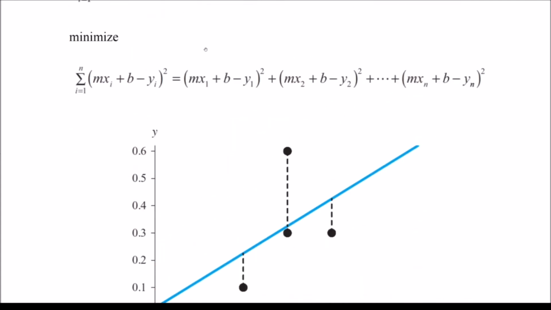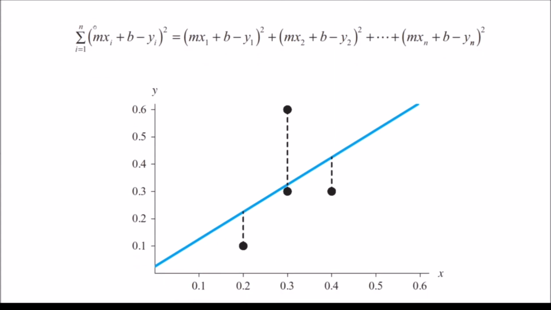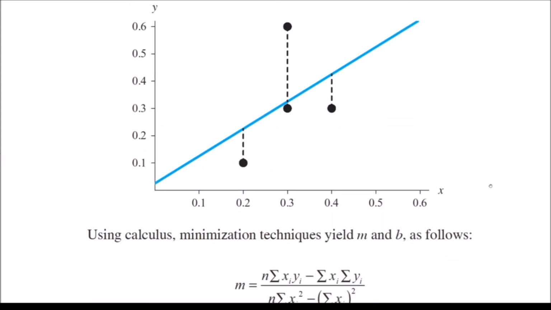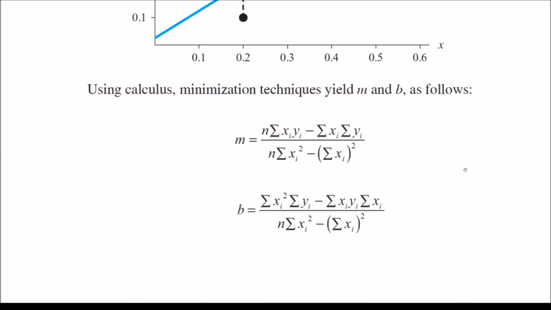So this is what I was talking about. You can see the vertical distance of each point. So you can illustrate each point, and then you square it and add it together. And here, when it comes to the calculations of that, we use calculus. The minimization techniques will look like this.